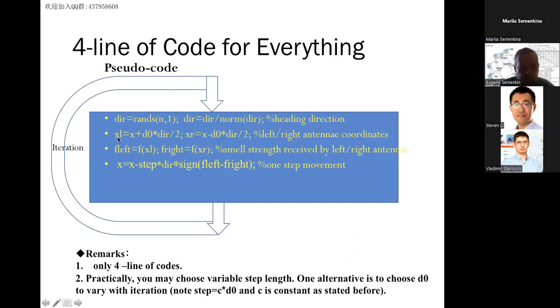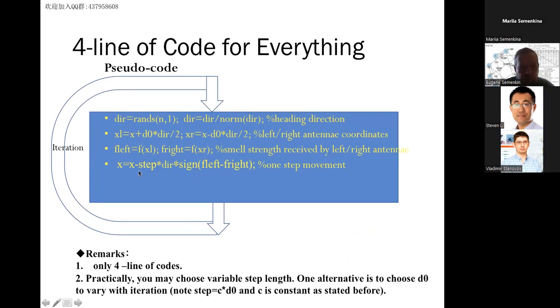We know at this moment the location of the left antenna and the location of the right antenna, and then we measure the function value, F. F left is the value at the left antenna, and F right is the value at the right antenna. And then, what to move in the next step? This is the case step over here.